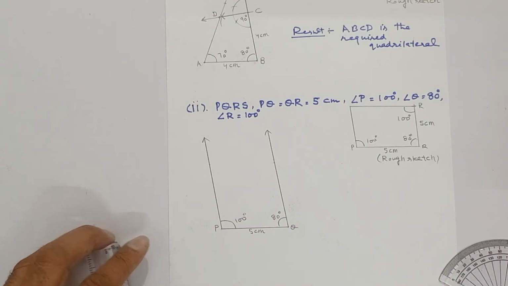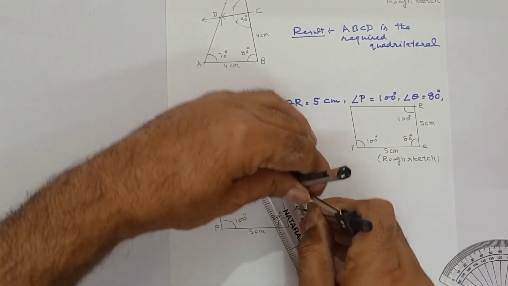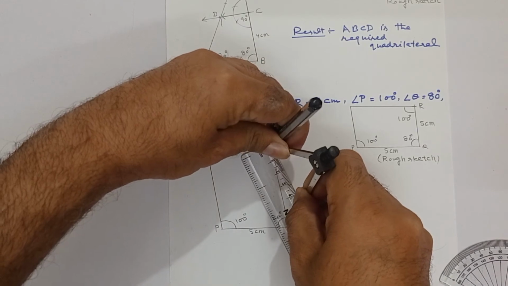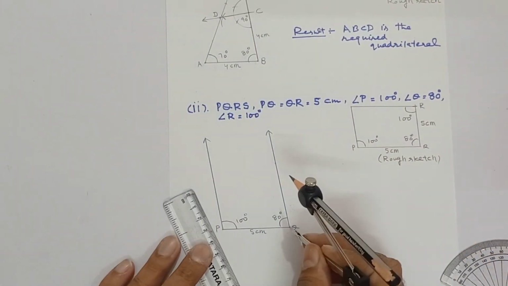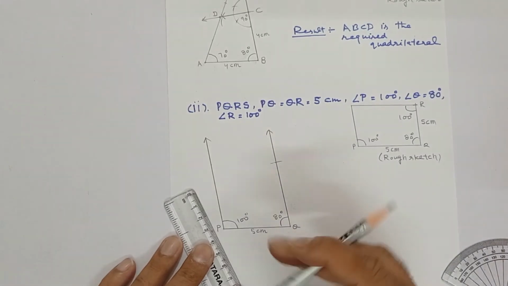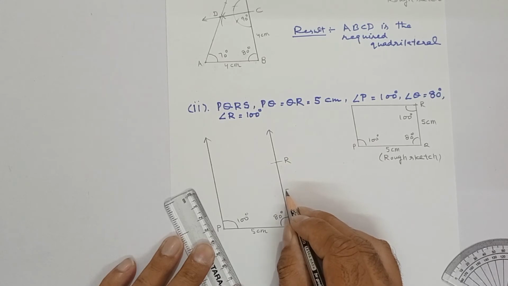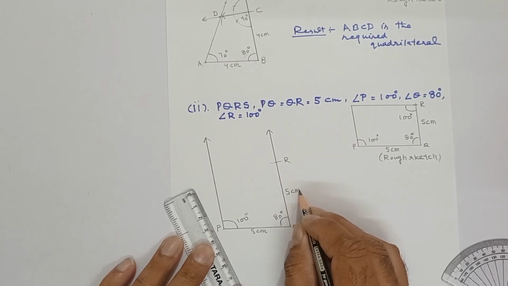And now QR is to be taken 5 centimeters. So open compass equal to 5 centimeter. Keep compass tip on Q. This is an arc. This is R point. And this is 5 centimeter.